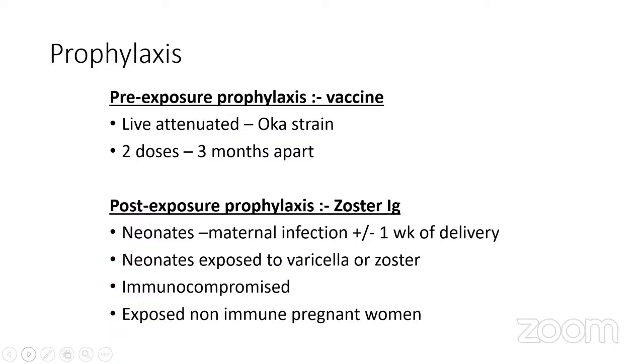For prophylaxis, there is vaccine and immunoglobulin. For pre-exposure prophylaxis, there's the vaccine, 2 doses, 3 months apart. For post-exposure prophylaxis, there is zoster immunoglobulin, which is given to neonates, neonates exposed to varicella, immunocompromised patients, and exposed non-immune pregnant women.